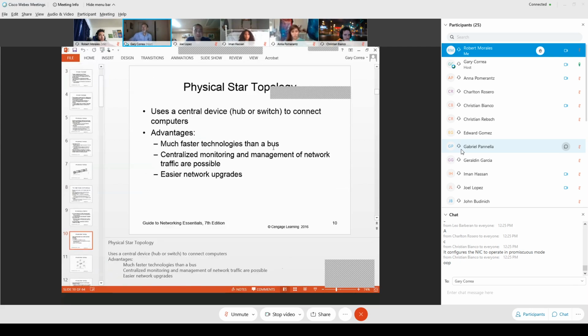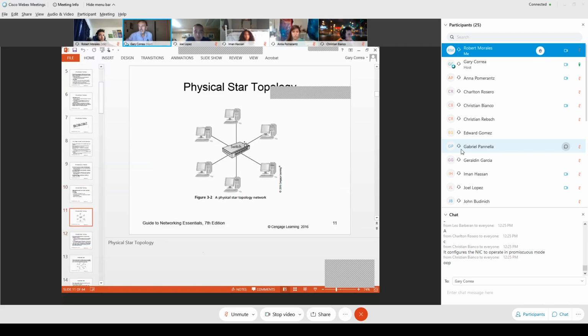Okay. The star is the one we use. I'm coming back to the slide in a minute. The star topology is the one we use all the time. Does everybody see why this is a star?